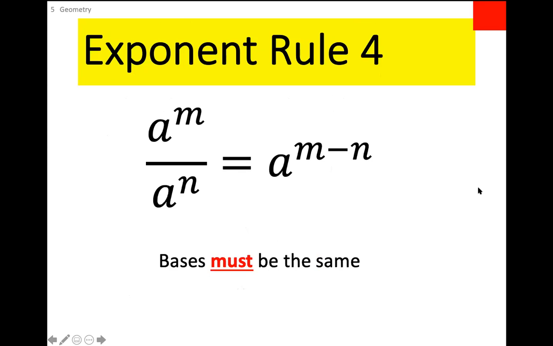Rule number 4, the division rule. Paradoxically, the division rule isn't divide, the division rule is subtract. If the bases are the same, you simply rewrite the base and subtract the powers. Now, the order does matter. It's going to be top power minus bottom power, but only for like bases. If the bases are not the same, you can't do this rule.